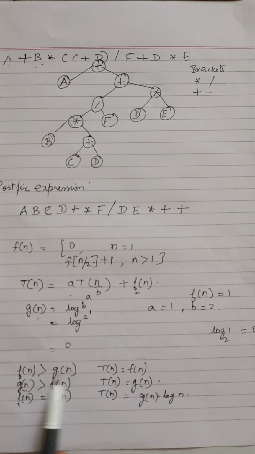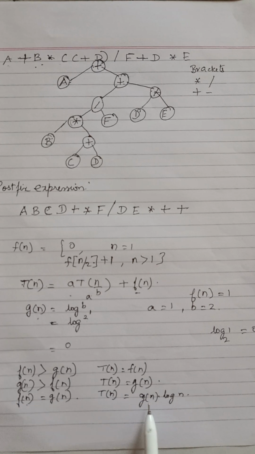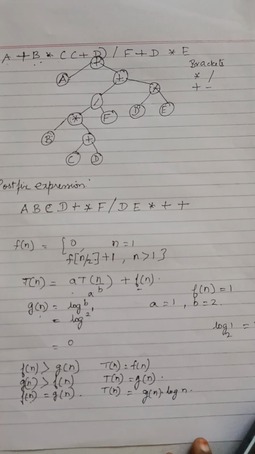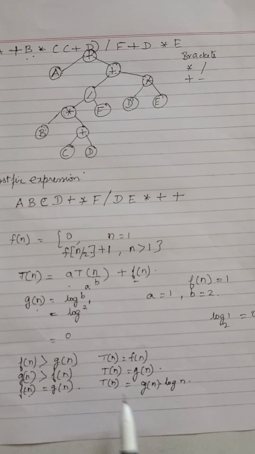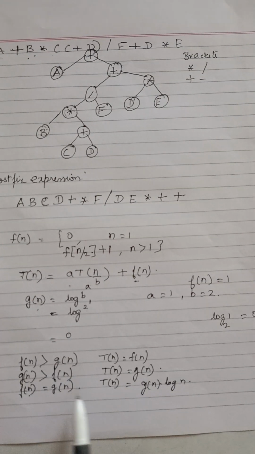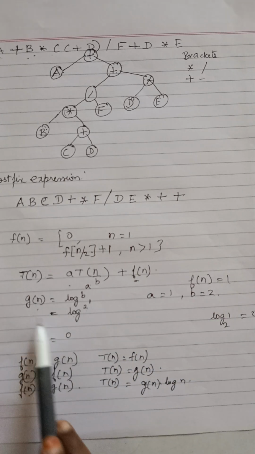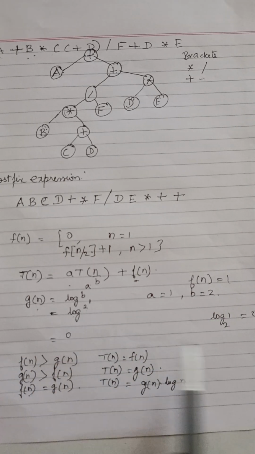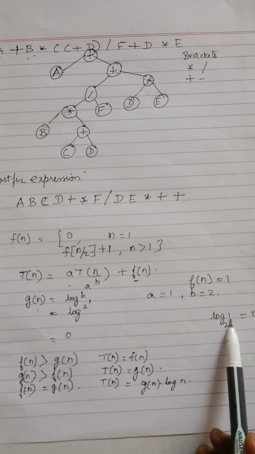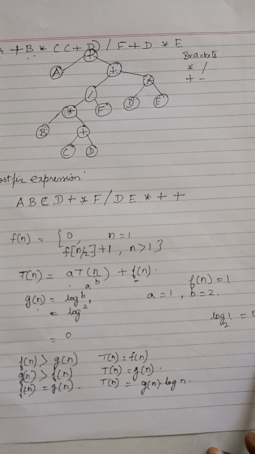Okay, f of n greater than g of n, then T of n is f of n. G of n greater than f of n means T of n equals g of n. F of n equal to g of n means you have to write g of n into log n. So this is the recurrence. So now we have to compare f of n and g of n. See, f of n is 1 and g of n is what? Log 1 is 0, so it is 0 only.